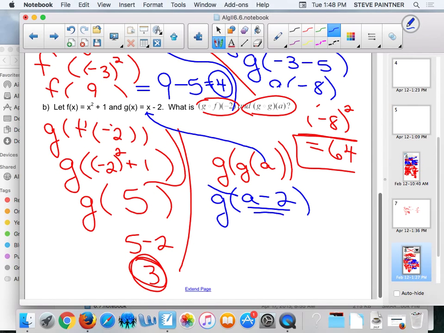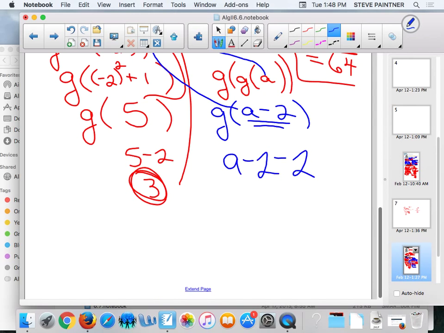I'll draw another arrow for you. In for that X, what are you going to put? A minus 2. But wait a minute, there's another what behind that X? Minus 2. A minus 2. So it'll be minus 4. So A minus 4.